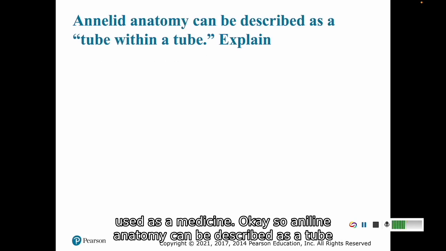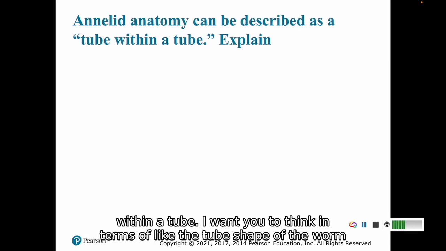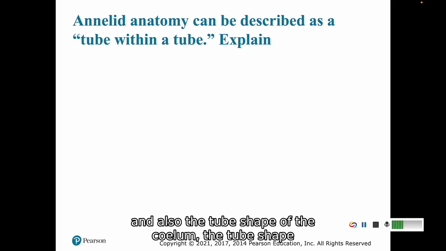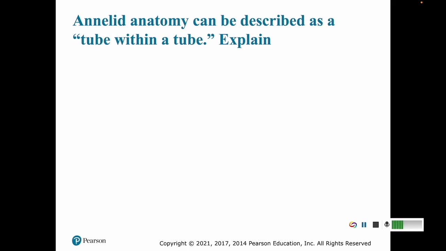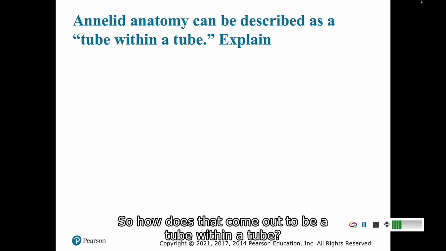Okay, so annelid anatomy can be described as a tube within a tube. I want you to think in terms of the tube shape of the worm and also the tube shape of the coelom, the tube shape of their digestive tract. So how does that come out to be a tube within a tube?